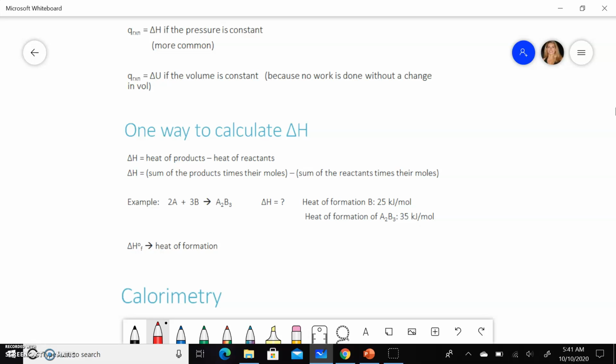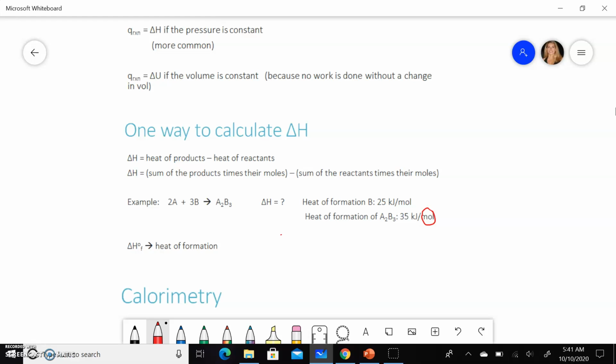And so first of all, delta always means products minus reactants, or the final minus the initial. So in this case, it's going to be the products minus the reactants. And what you're going to do is take the amounts that they give you. So for example, over here, they give us the heat of formation of A2B3. They also gave it to us for B. And so we're going to do the products minus the reactants. But notice that we've got per mole. So you do have to multiply it by the moles in the reaction.